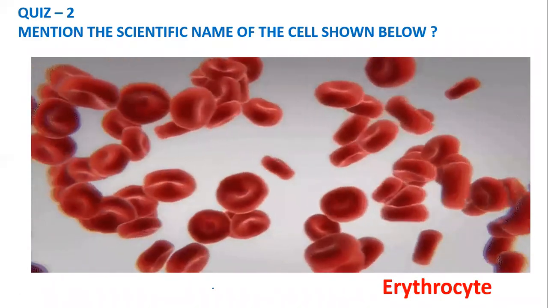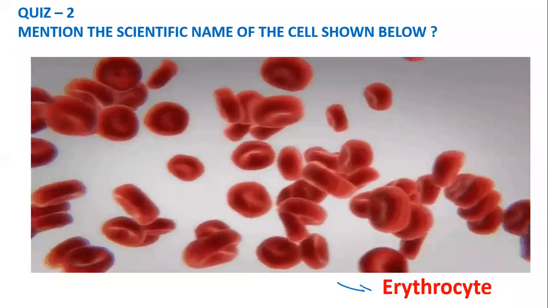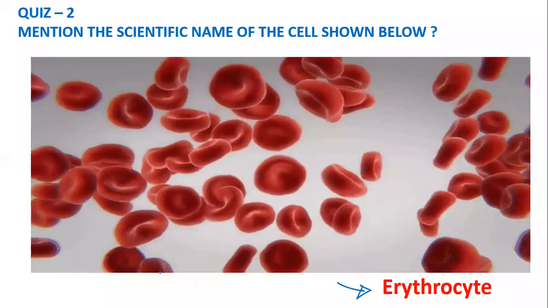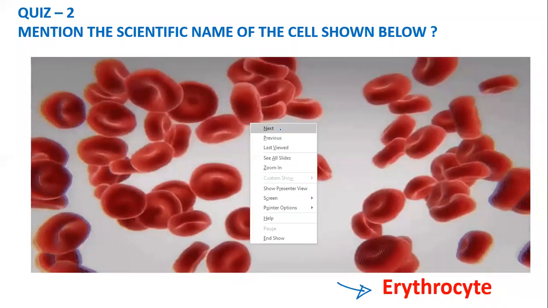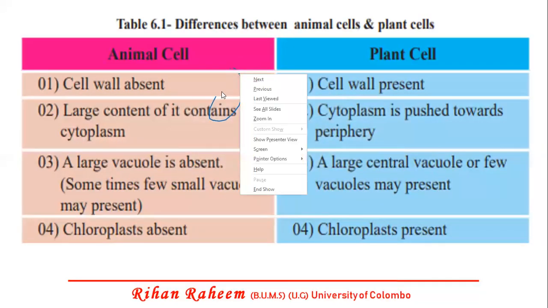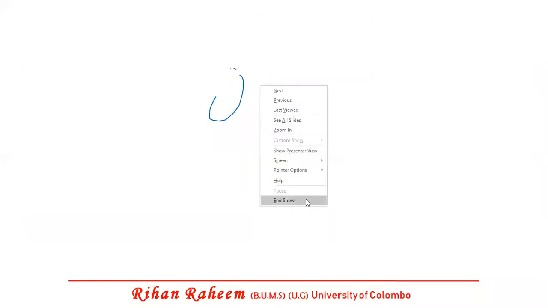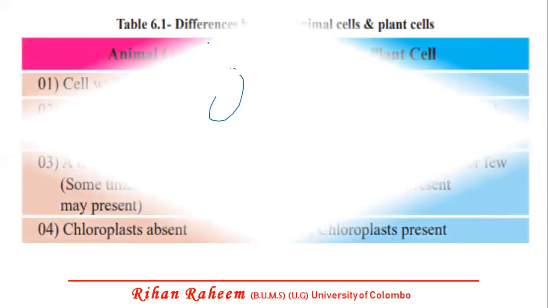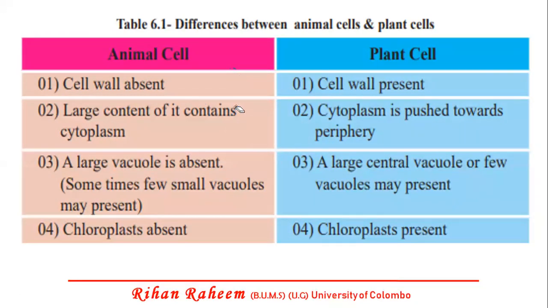The scientific name, the proper name for red blood cells, is erythrocyte. White blood cells are leukocytes. Platelets are thrombocytes. So like that, scientific names.